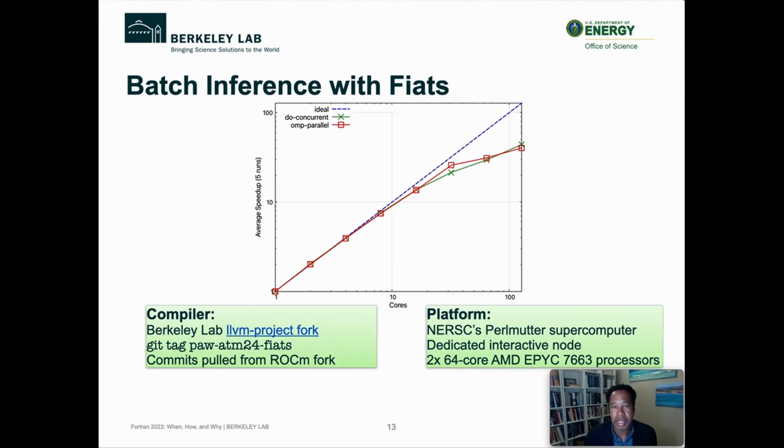This is what that buys you. You get essentially the same performance, as you see comparing the red and the green line, between automatically parallelizing do concurrent versus writing OpenMP compiler directives yourself. And this is running on Berkeley Lab's Perlmutter supercomputer.